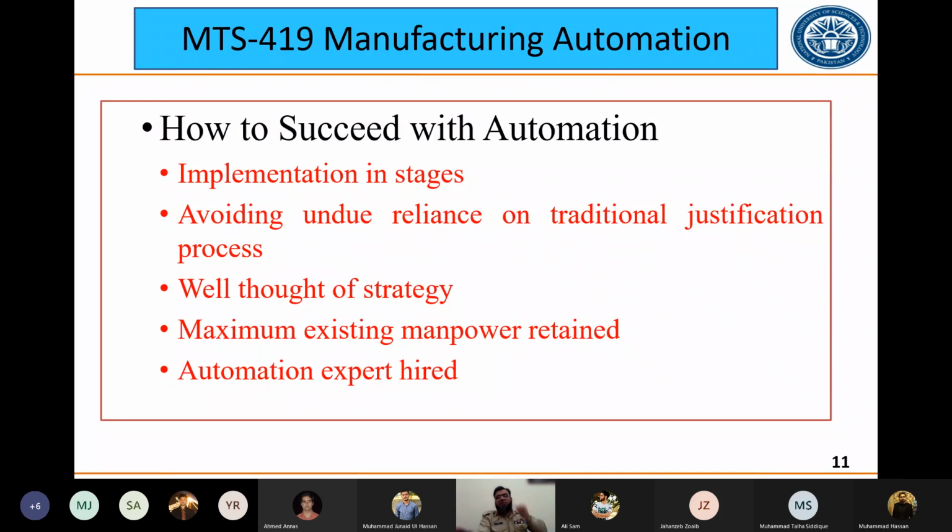Then when I want to go into automation, what should be the strategy, so that while going into automation I should be a successful person.